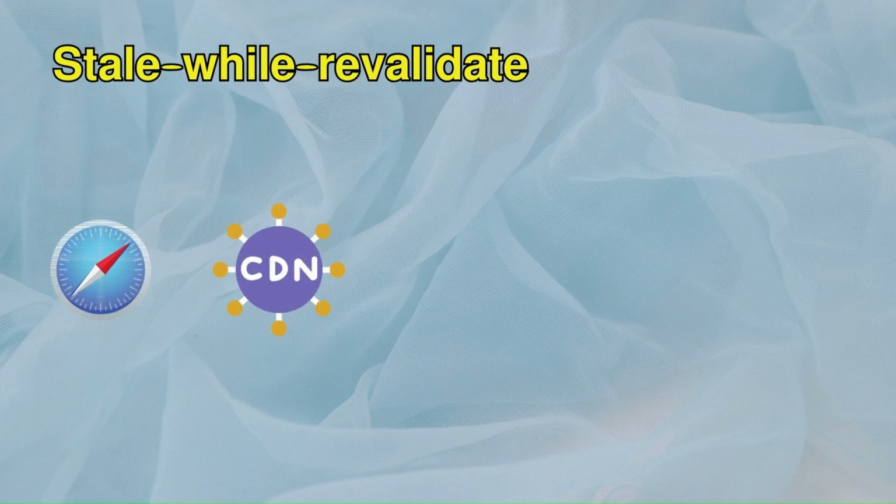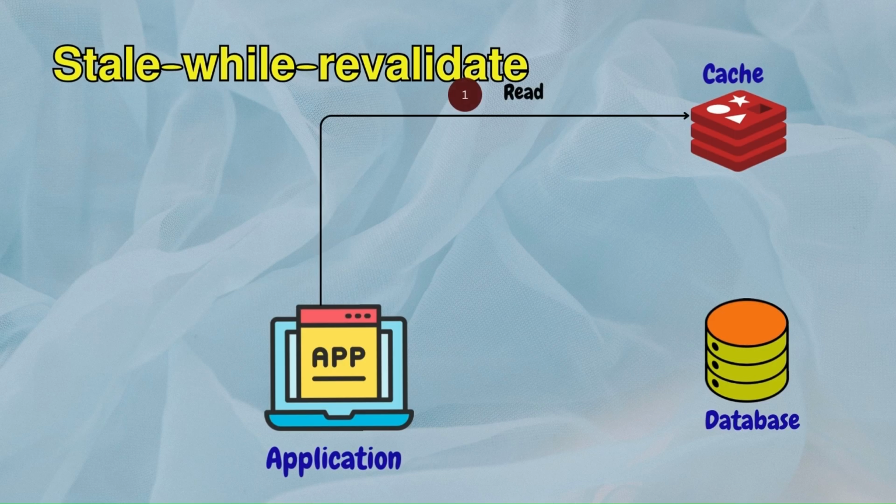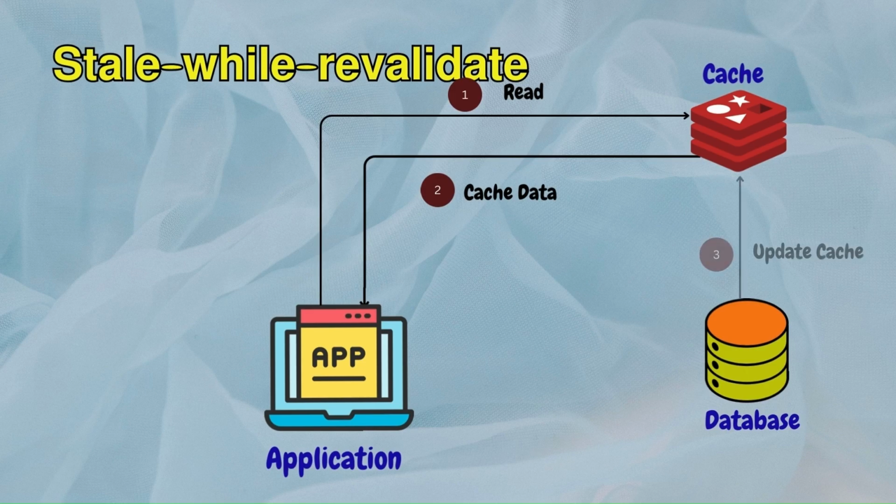The stale-while-revalidate method is used in web browsers and CDNs to serve stale content from the cache while the content is being updated in the background. When a request is received for a piece of content, the cached version is immediately served to the user, and an asynchronous request is made to the origin server to fetch the latest version of the content. Once the latest version is available, the cached version is updated. This method ensures that the user is always served content quickly, even if the cached version is slightly outdated.